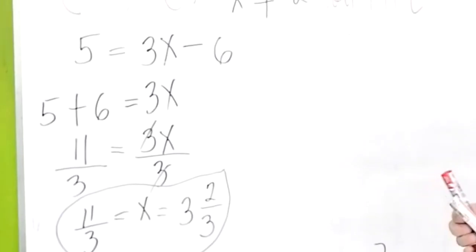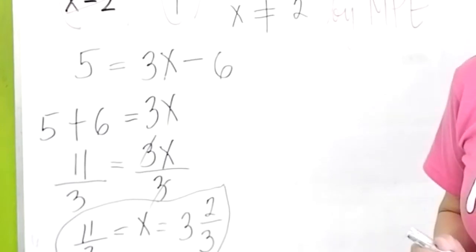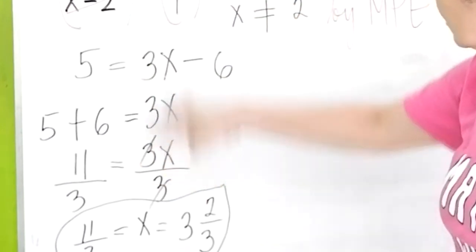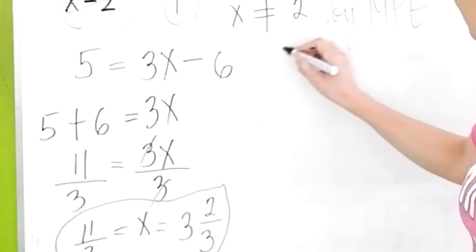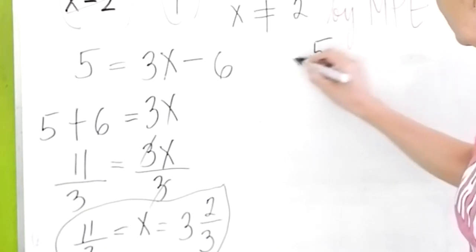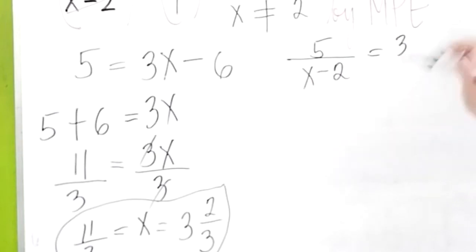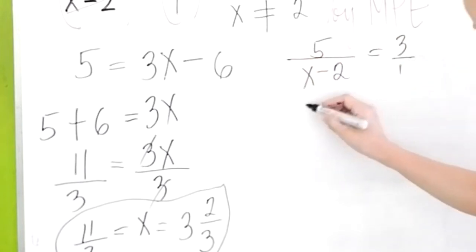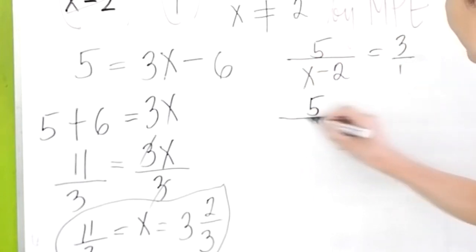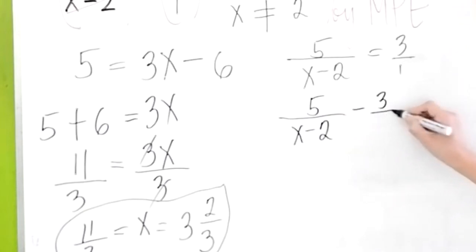So, you can also do it this way. Let us say you don't like it this way. You can also do it this way. 5 all over x minus 2 is equal to 3. 3 is 3 over 1. You can transpose 3 to the other side. 5 all over x minus 2 minus 3 over 1 is equal to 0.